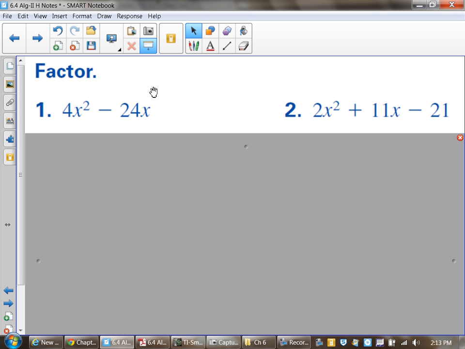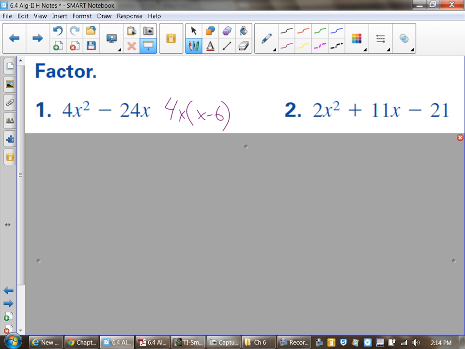So if I'm looking at 4x squared minus 24x, what's my GCF? X. 4x or 4x? 4x. Okay. So if I factor out a 4x, what am I left with on the interior? Is there anything else I have to do? No. Is there an equal sign? No, and I'm done. There's nothing left to do.